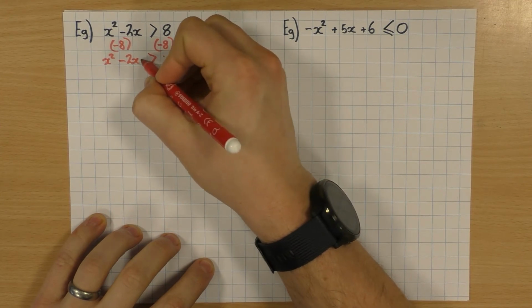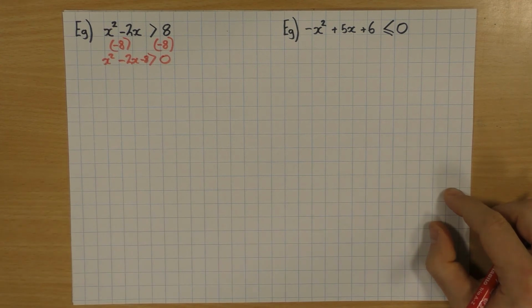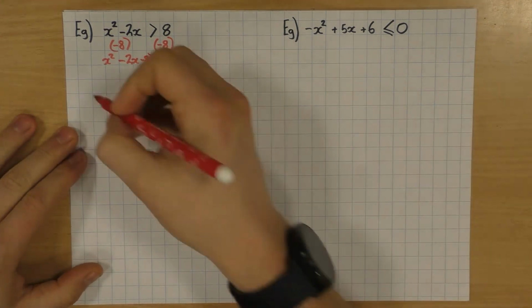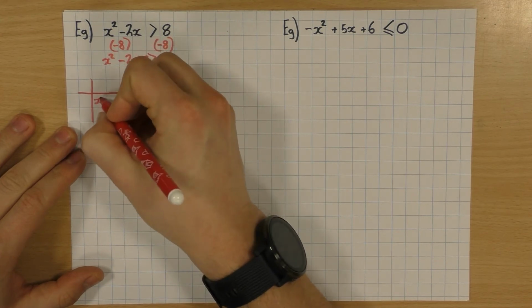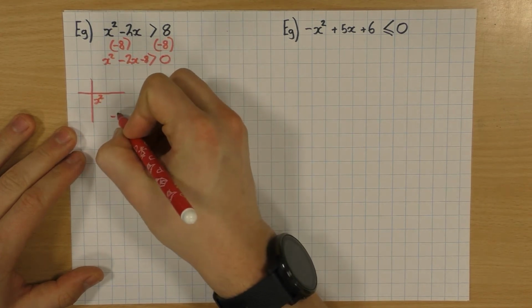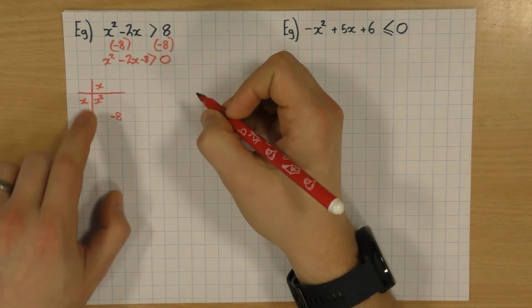Oops, I've missed off the minus 8. There we go. Okay, so now we can crack on just like we were doing before. So we factorise x squared, and of course the minus 8. X times x is x squared, sorry.